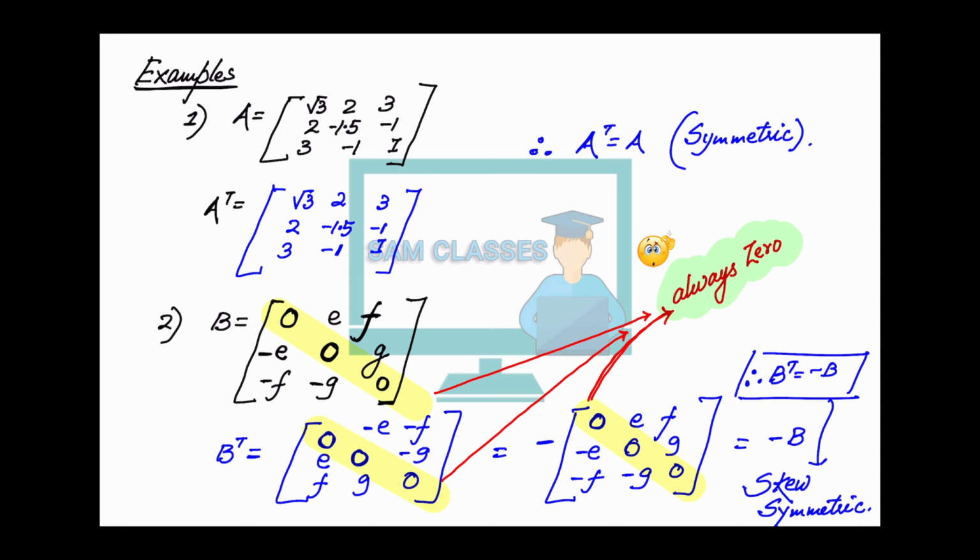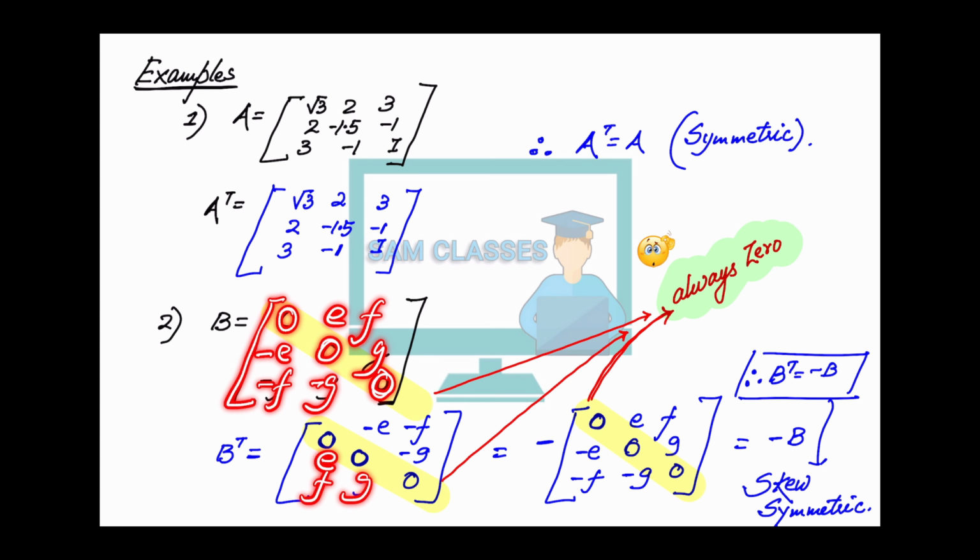Now, coming to the second, directly by seeing only we can see that the diagonal elements are 0 and these elements are E, F and G and these are minus of that. So if I transpose it, students, what will happen? These non-negatives will come here and the negative part will come here. So if I take a minus common, it will be exactly the same as the matrix. So A transpose is equal to minus A. So it is skew symmetric.